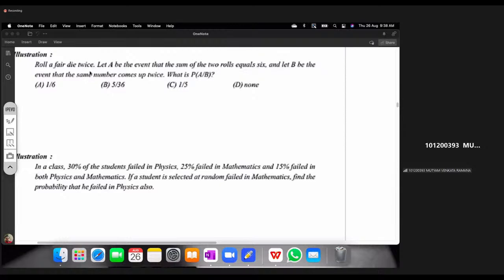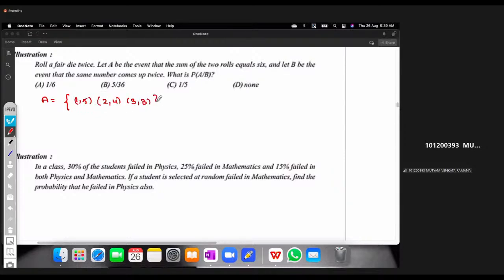Roll a fair die twice. Okay, and let A be the event that the sum of the two rolls equals 6. Let B be the event that the same number comes up twice. What is the probability of A intersection B? So let me write what is event A. 1,5; 2,4; 3,3; and 4,2; 5,1.